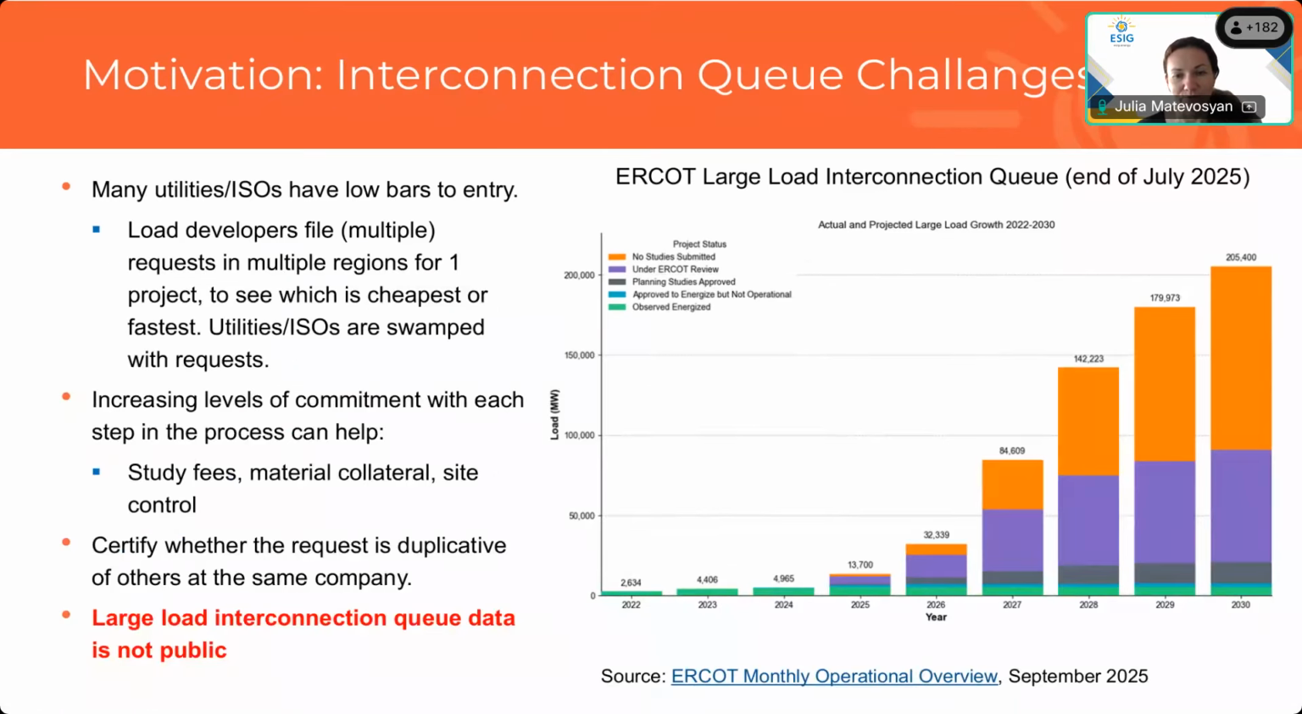If we zoom in on ERCOT, being my favorite area, you can see that even if we just look at what's under study in ERCOT review right now for 2030, there is 70 gigawatts of large loads. And if the entire queue is included, where no studies have been submitted yet, then it's a huge amount, going up to more than 200 gigawatts. Just for reference, ERCOT is currently an 85 gigawatt peak system.